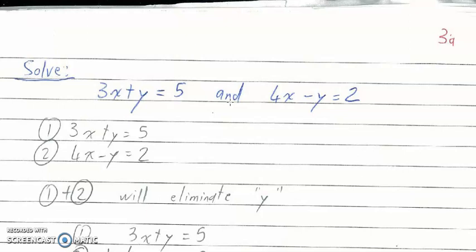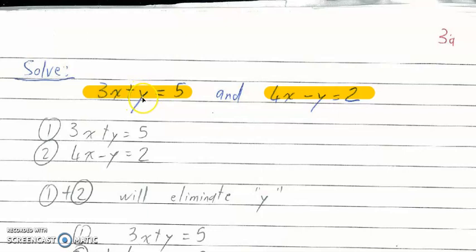So we're given two equations, 3x plus y equals 5 and 4x take y equals 2. Note that we don't have a nice simple y equals statement that we can substitute in. What we're going to have to do here is eliminate.